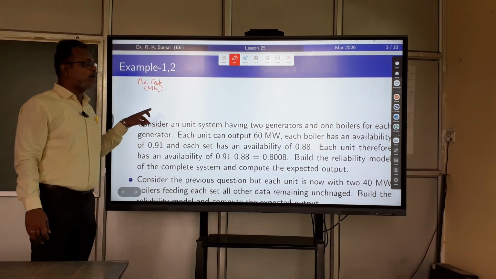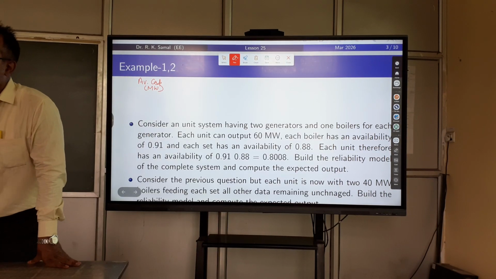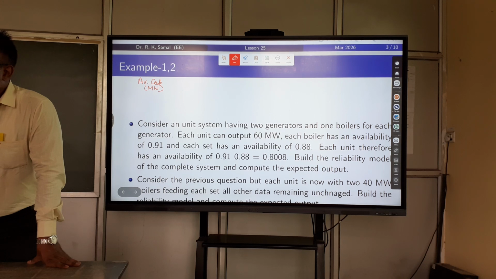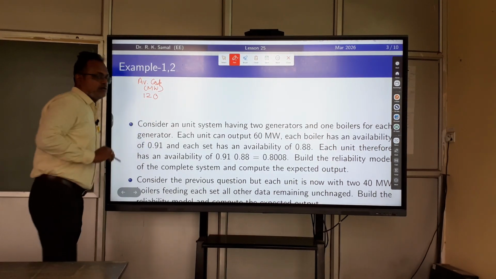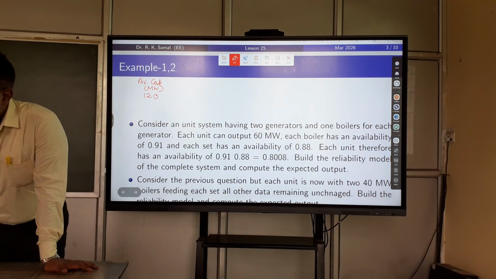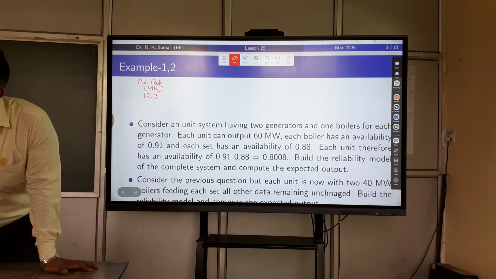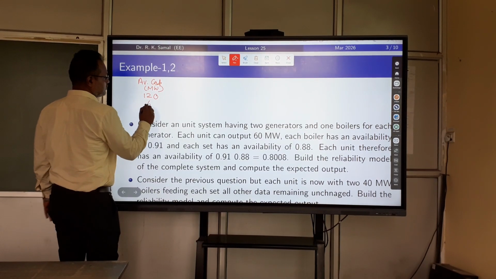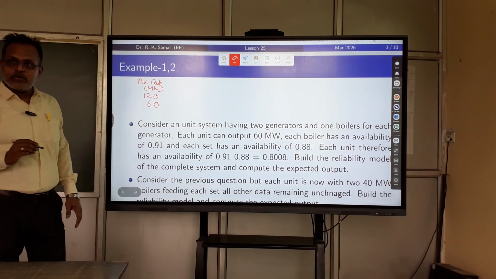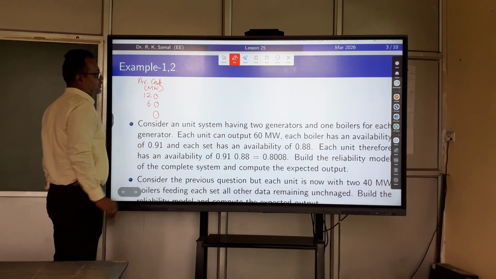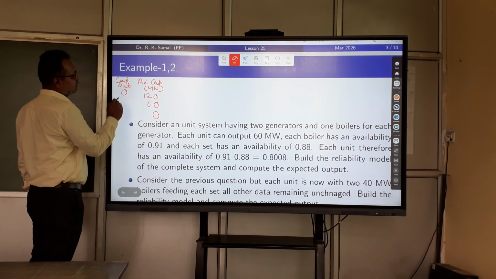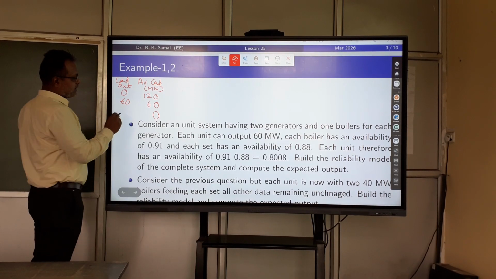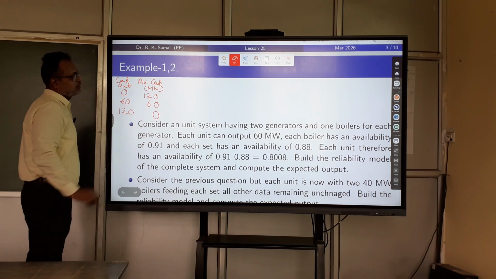So first see which capacities are available. What is the maximum capacity available? 120. The maximum capacity available is 120, and next is 60, because one unit is out here. The third one is 0. So you can also write capacity out: capacity out is 0, capacity out is 60, and both capacity out.